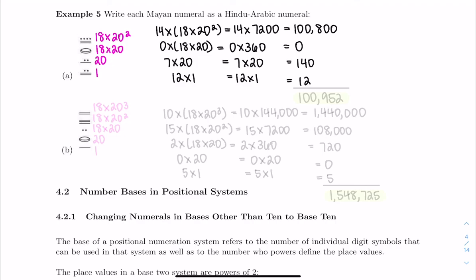And so now what we want to do is we want to add these all together to get our final answer. And we end up getting 100,952.